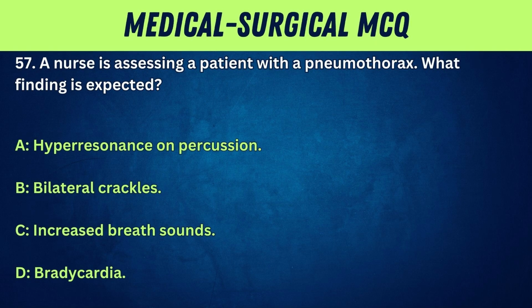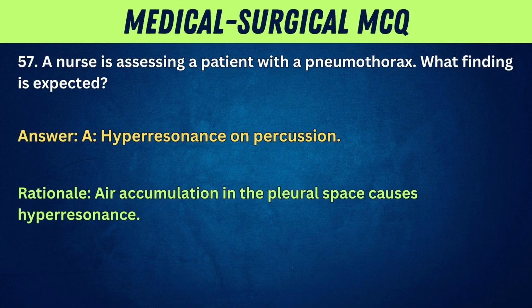57. A nurse is assessing a patient with a pneumothorax. What finding is expected? A. Hyperresonance on percussion. B. Bilateral crackles. C. Increased breath sounds. D. Bradycardia. Answer: A. Hyperresonance on percussion. Rationale: air accumulation in the pleural space causes hyperresonance.